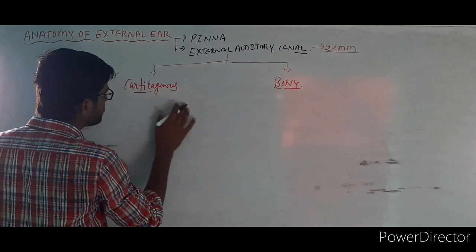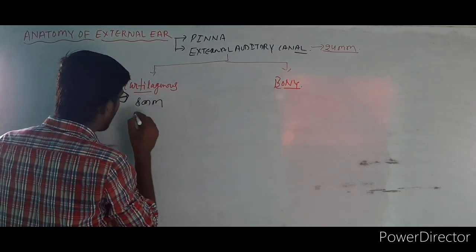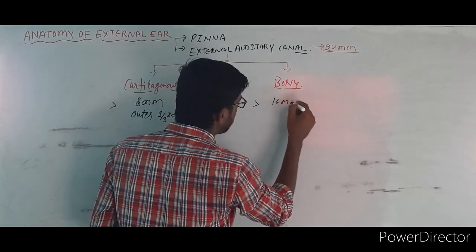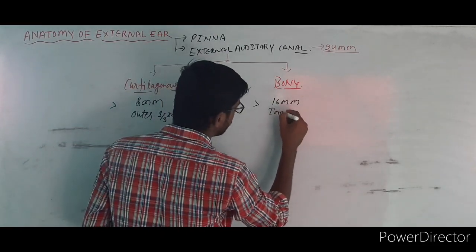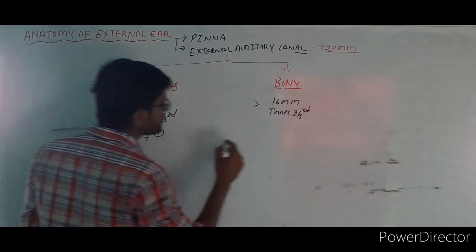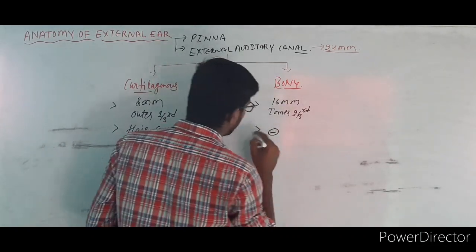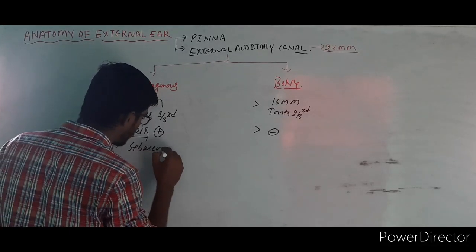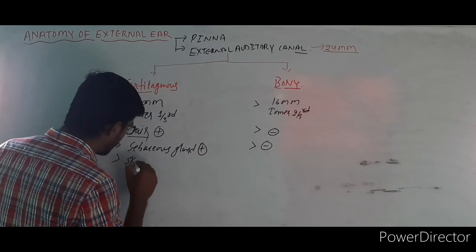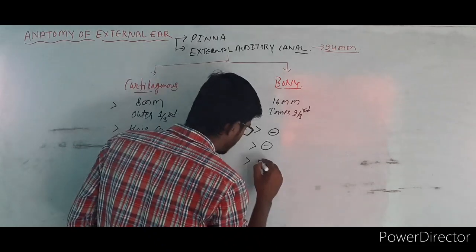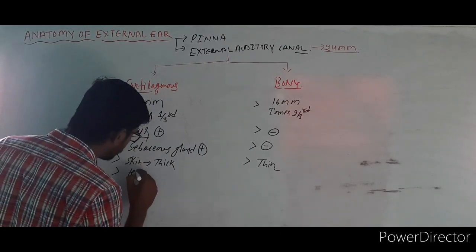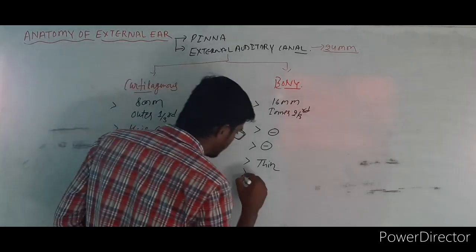Am I right? Yes. Now the cartilage part is just 8 mm, and this is the outer one-third. Here the length is 16 mm, and this is the inner two-third. Second thing, sebaceous glands are present here in the cartilaginous part, and absent in the bony part. The skin here is very thick, and here the skin is thin. Now this area is less painful, and this is more painful.